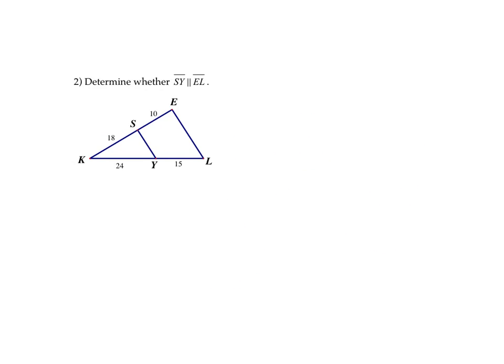In our second example, we want to determine if line segment SY is parallel to line segment EL. So we want to figure out if these two line segments are parallel. If we can prove that these corresponding segments are proportional, then we can conclude that those two lines are parallel, according to the converse of the triangle proportionality theorem. Again, this theorem says if a line divides two sides of a triangle proportionally, then it is parallel to the third side.